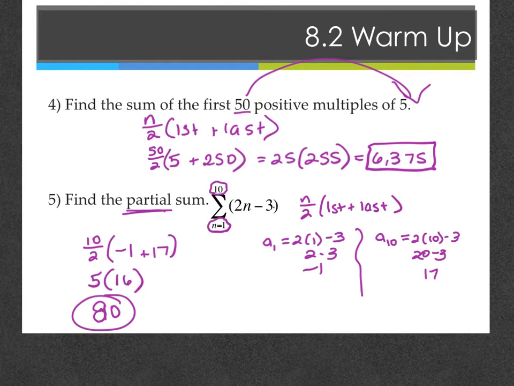So if it's 0, would you add a term? Like if n equals 0? Yes. So if it started at 0, that means there's one more term. There would be 11. And if it was 2, there's one less. Correct. If the bottom is 1, the top number is the number of terms. If it's less than 1, that means there's more terms. If it's greater than 1, that means there's fewer terms.